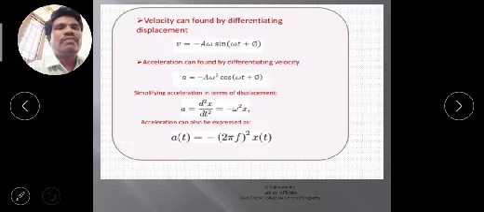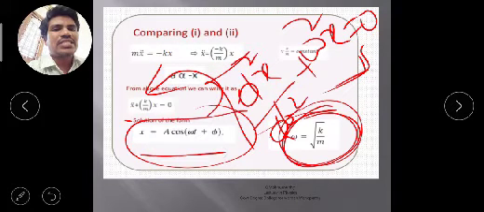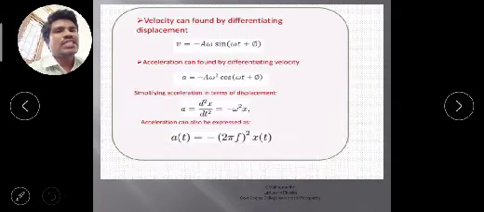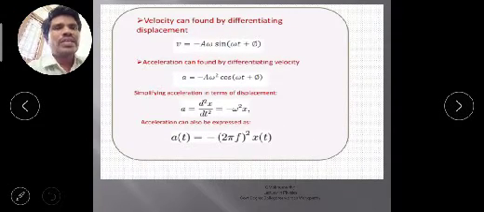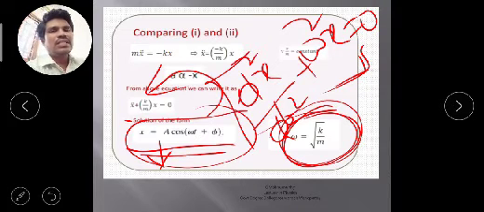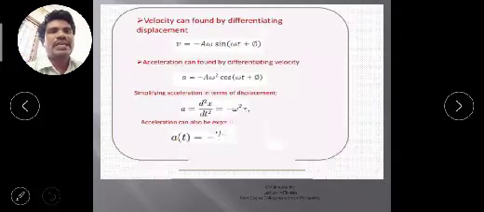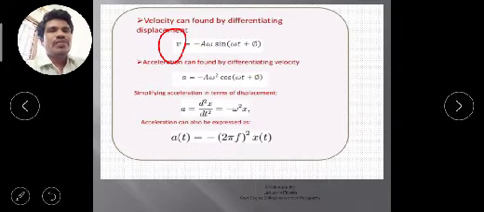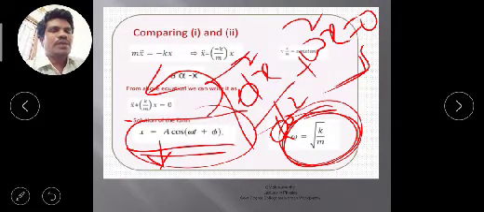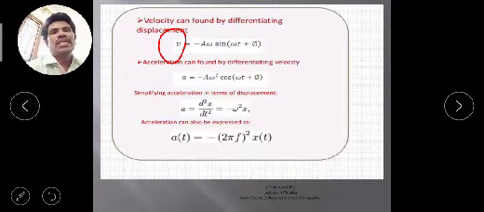Now velocity can be found by differentiating the displacement. We know that the displacement x is written as x is equal to a cos of omega t plus phi. From this equation we will get the velocity of simple harmonic motion. We differentiate this equation, dx by dt, with respect to t. The rate of change of displacement is known as the velocity, so we take it as v. Differentiating a cos of omega t plus phi, we get minus a omega sin of omega t plus phi.